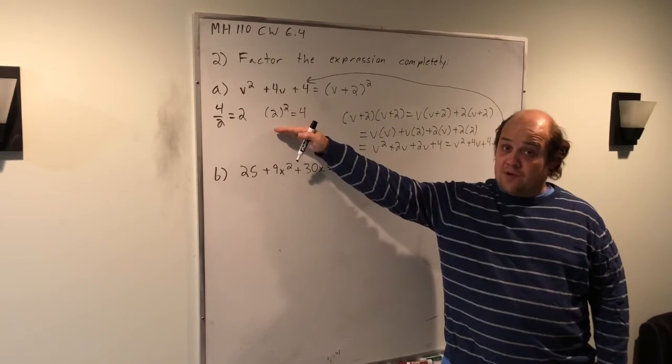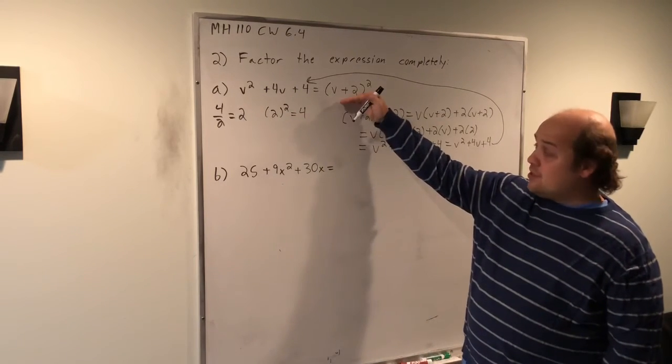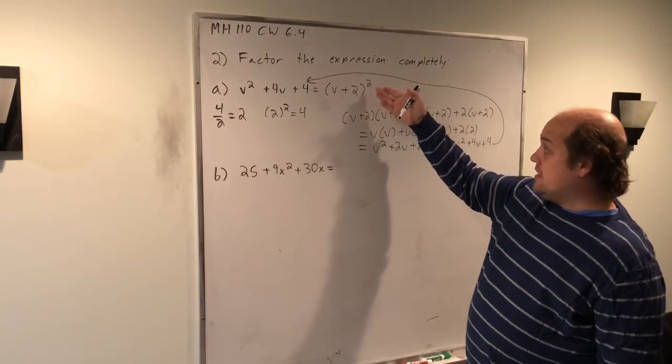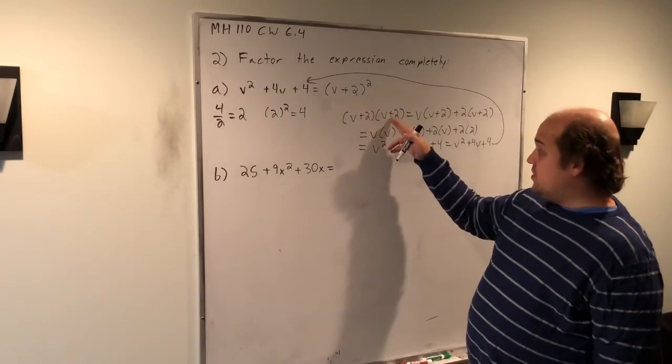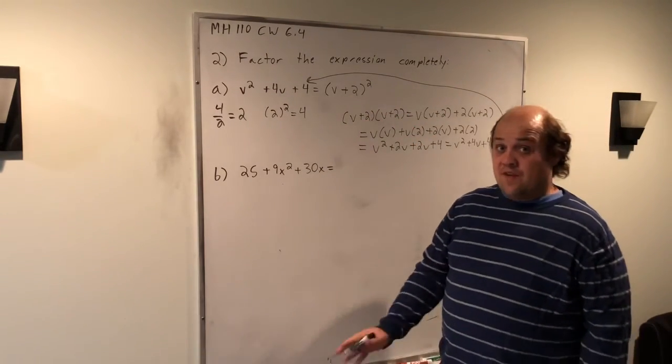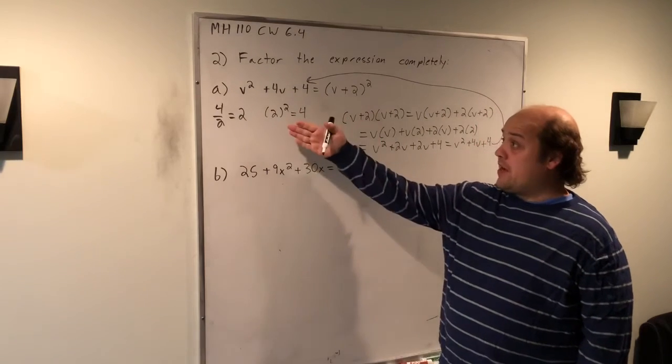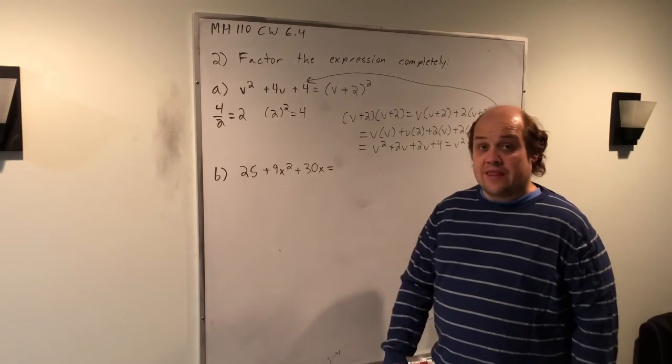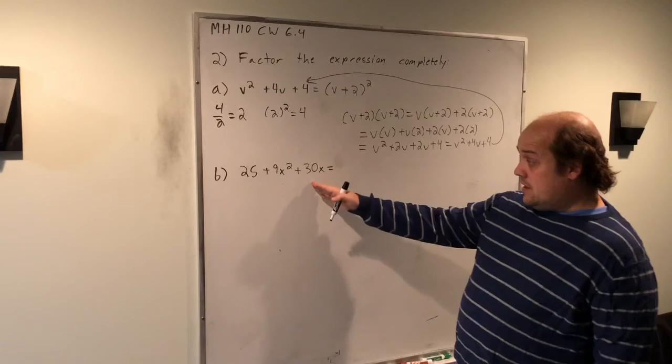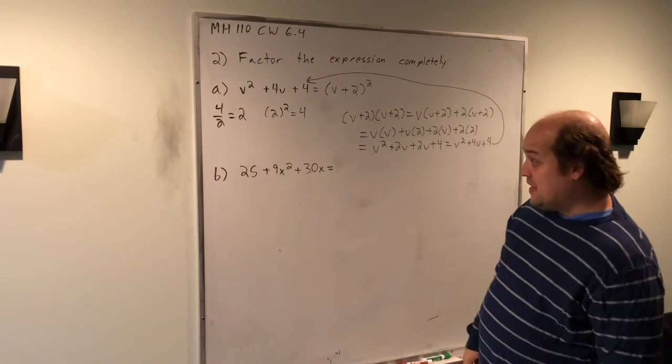This is why it's a perfect square trinomial. Again, as long as you get to this answer, or this is the same thing as v plus 2 times v plus 2, I'm fine with however you get there, whether it's by recognizing the pattern or just the traditional method of factoring. This problem's the hardest one in the problem set.